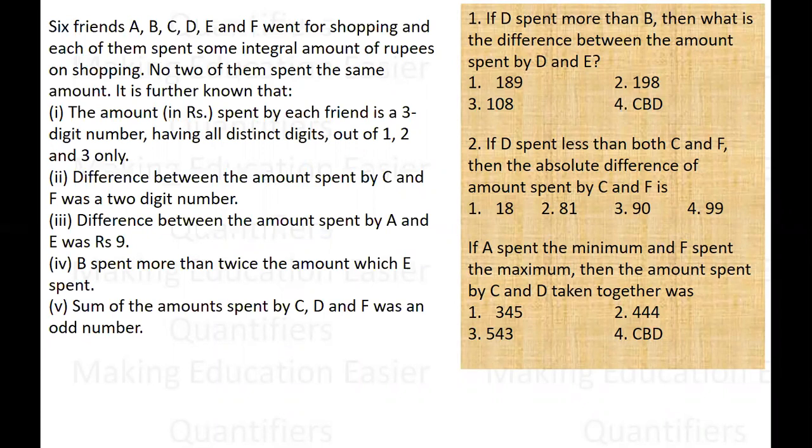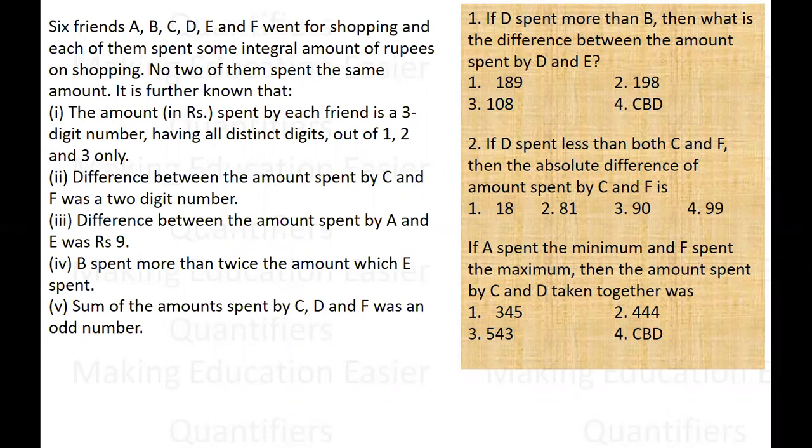It says there are six people, friends A, B, C, D, E, F, who went for shopping and each of them spent an integral amount of rupees and no two of them spent the same amount. Further, it is given that the amount spent by each friend is a 3-digit number having all the distinct digits out of 1 to 3 only.